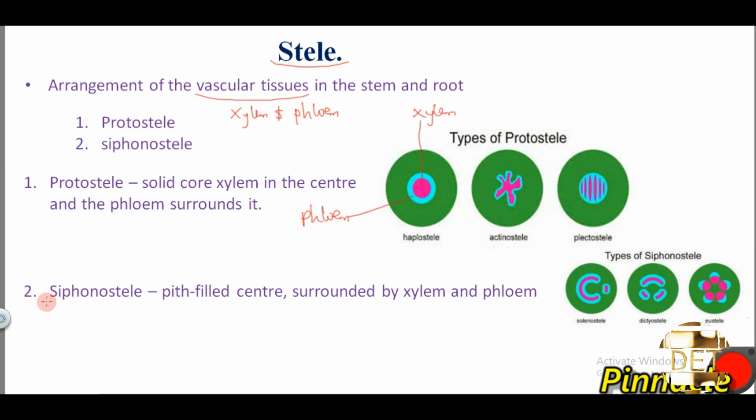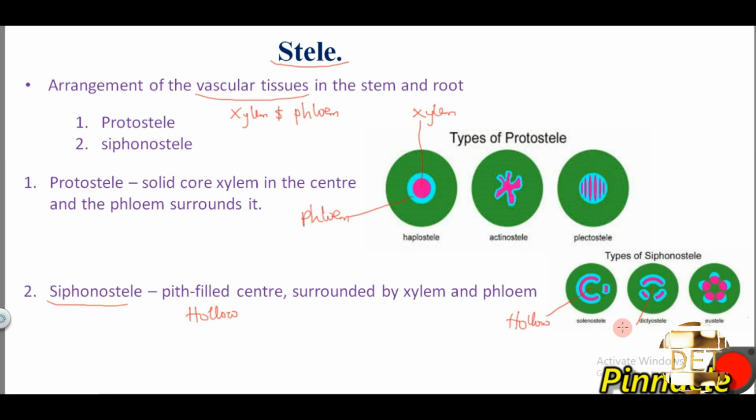Then the siphonostele is a type of stele that consists of a pit-filled center, which is usually hollow. It consists of a pit-filled or hollow center surrounded by xylem and phloem. What you're seeing here is an example of a siphonostele. You can see this pit-filled center here. There is nothing here. This is the hollow center, surrounded by xylem and phloem.